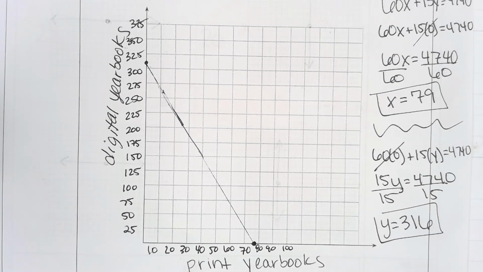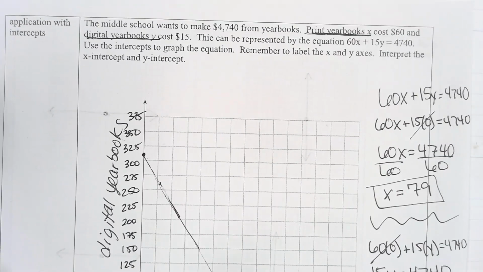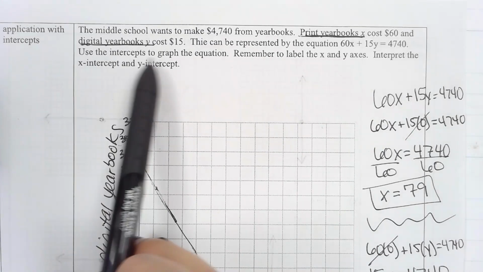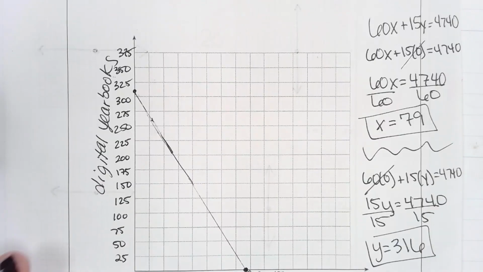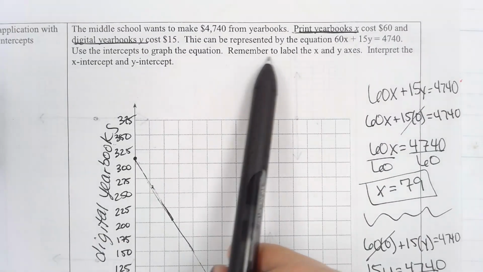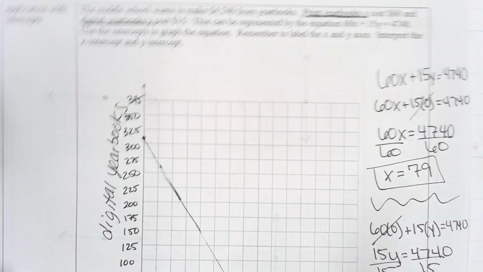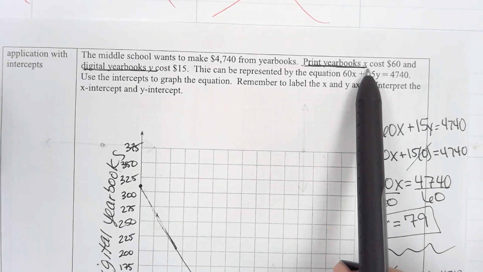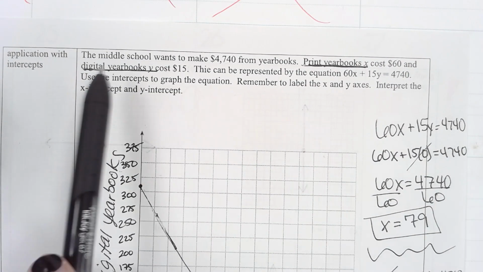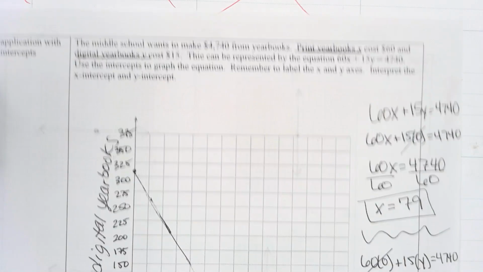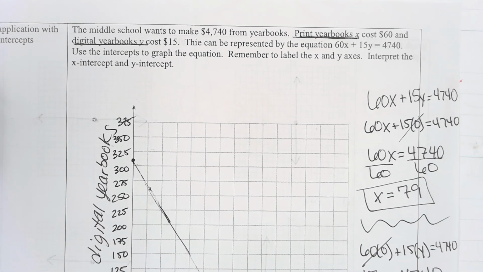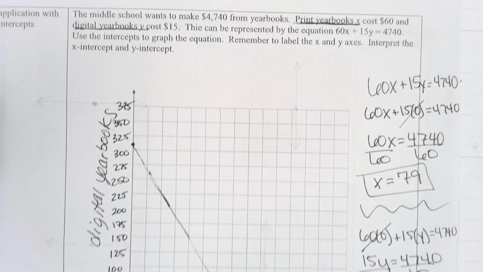Alright, so let's make sure that we have done everything so far. Use the intercepts to graph the equation. So that's what we did. We used our intercepts to graph the equation. Remember to label the x and the y axes. So we did label those because they told us print yearbooks were x and digital yearbooks y cost the 15. So the last thing that we need to do is interpret the x and the y intercepts.